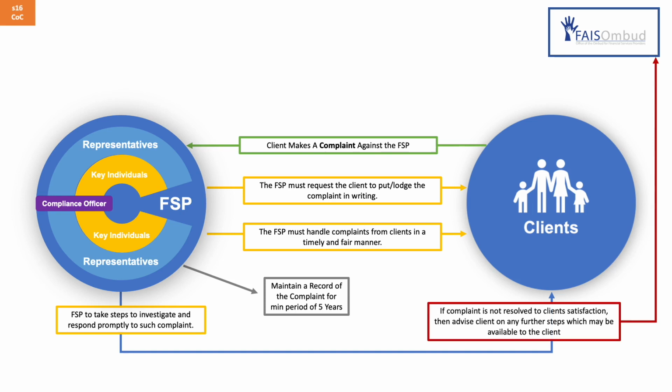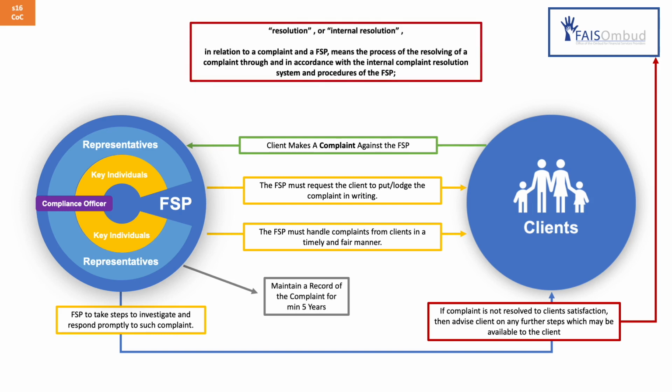If the complaint is not resolved to the client's satisfaction, then the FSP is to advise the client on any further steps which may be available to the client, such as referring the complaint to the FAIS Ombud. Section 16 of the Code of Conduct defines a resolution or internal resolution of a complaint to mean that the complaint is resolved by way of the internal complaint resolution system, processes, and procedures of the FSP.